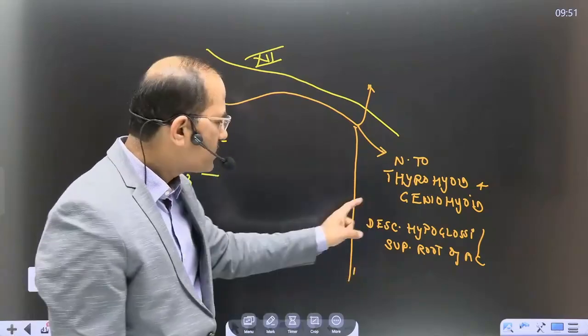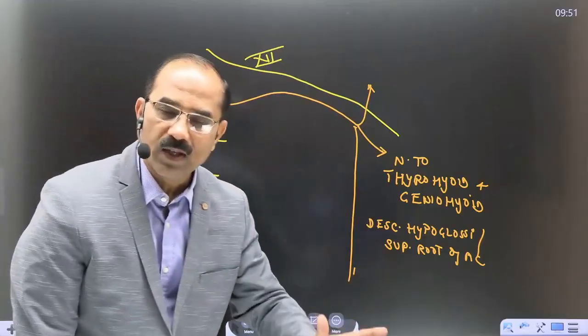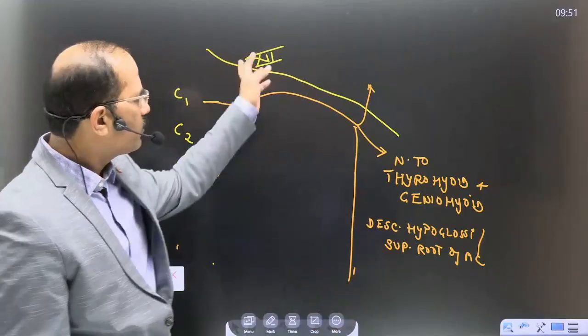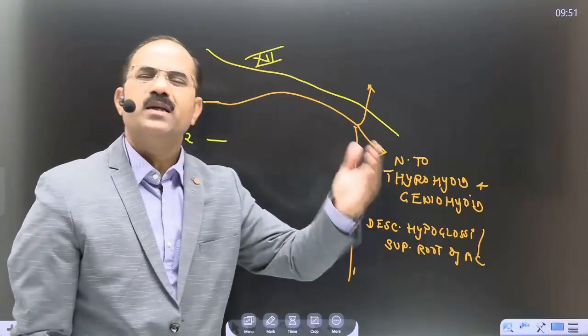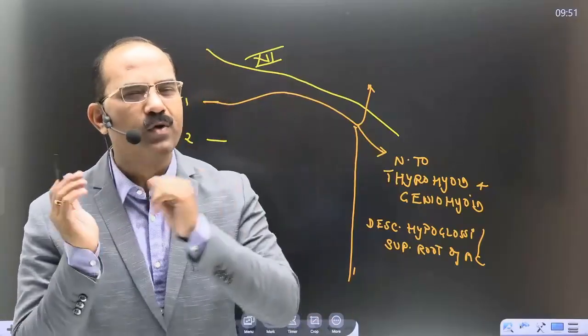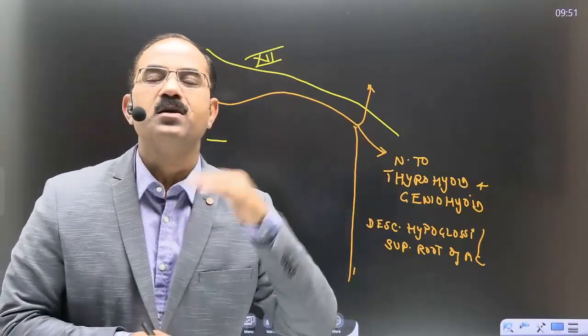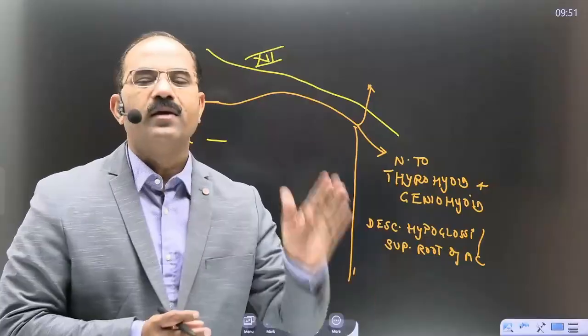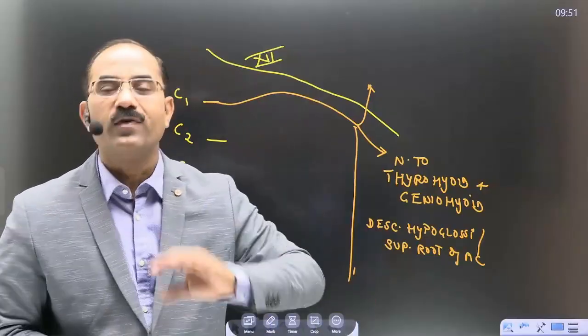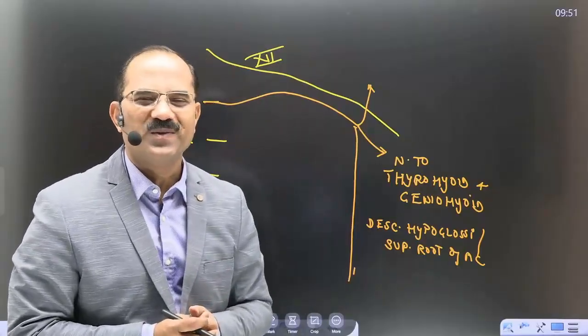Remember, these are actually the branches of what? C1. These are the branches of C1, but they're descending down from the hypoglossal nerve. This is why we call it as a descending hypoglossi. Clear, students? Otherwise, you'll feel descending hypoglossi is a branch of hypoglossal nerve. No, descending hypoglossi are the fibers of C1 which are descending down from the hypoglossal nerve. Clear to all of you?